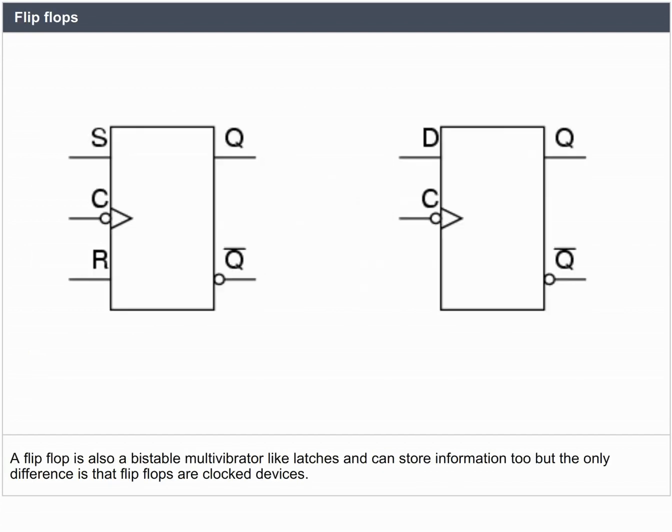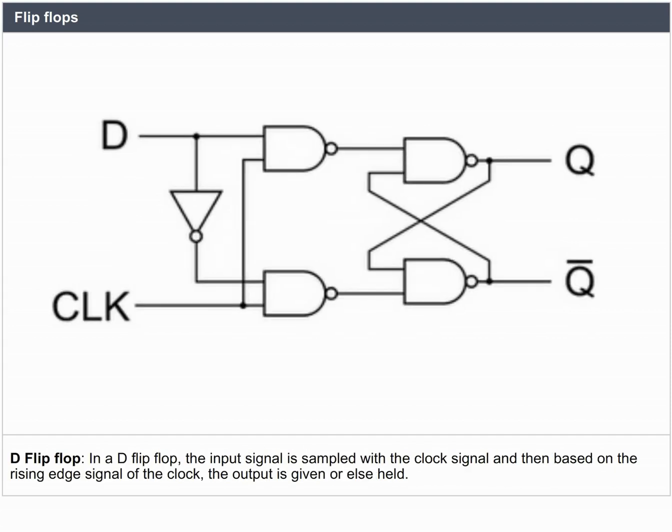Flip-flops. A flip-flop is also a bistable multivibrator like latches and can store information too. The only difference is that flip-flops are clocked devices. D flip-flop. In a D flip-flop, the input signal is sampled with the clock signal, and then based on the rising edge of the clock, the output is given or else held.